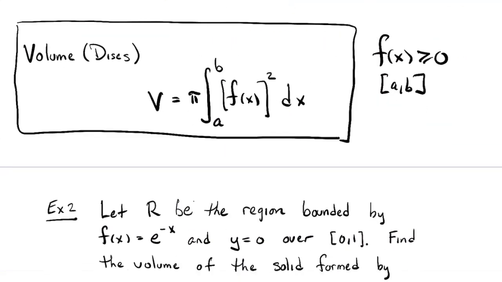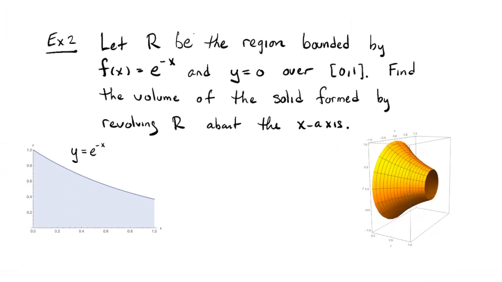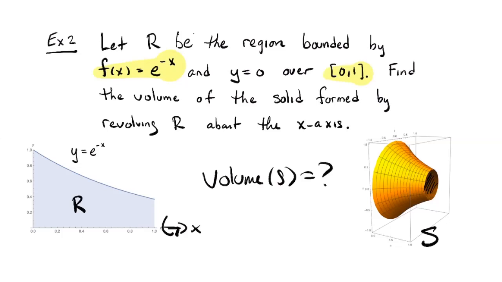Let's do an example. So I've got R, the region bounded by the function e to the minus x. I've drawn a graph of e to the minus x over the interval from 0 to 1. It's greater than or equal to 0. I've shaded the region R in gray. I want to rotate R about the x-axis and find the volume of the solid. I'm showing you the solid S over here as a Mathematica generated graphic. S is the solid region inside this bugle-shaped thing, and I'd like to know, what's the exact volume of S?